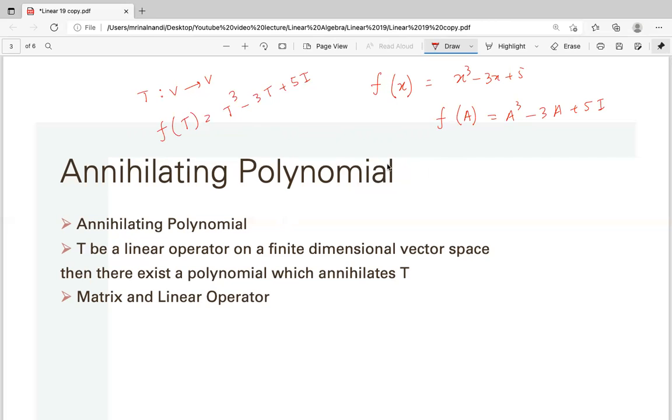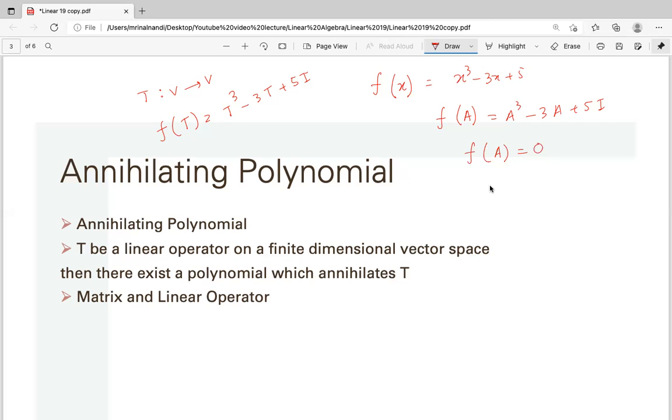Now a polynomial f is called an annihilating polynomial of some matrix A or of a linear transformation T if f of A is a null matrix or f of T is a null linear operator. Everything goes to the zero operator. So if f of A equals 0, where 0 means the null matrix of the same order, then this f is called an annihilating polynomial of A.